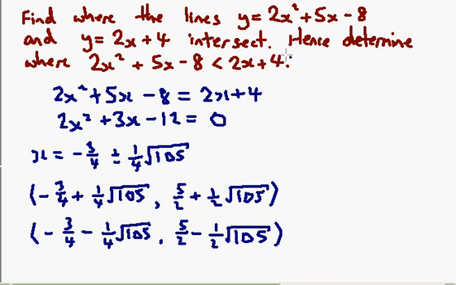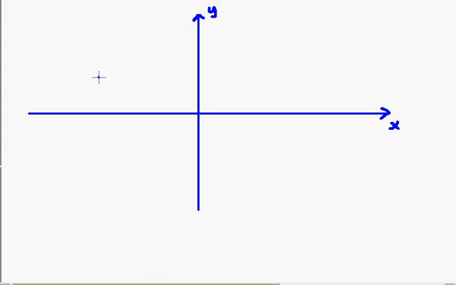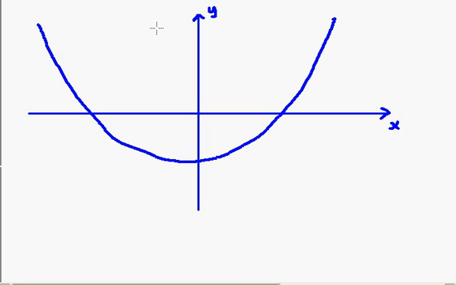Now we need to answer this question: determine where the parabola is less than the line, or rather where the parabola is below the line. So here's a graph. I am now going to draw these two lines, or rather sketch them. So that'll do for my parabola. This can be my straight line.